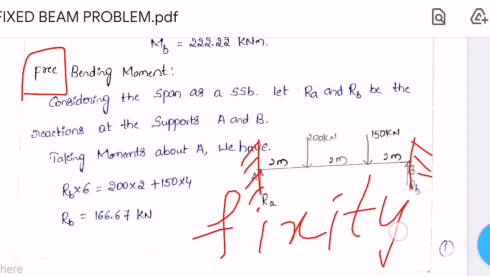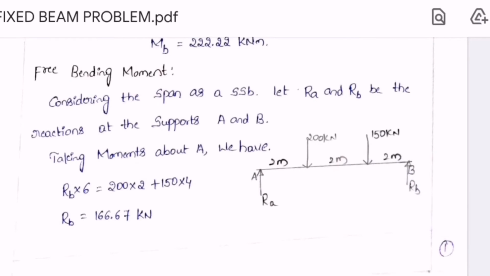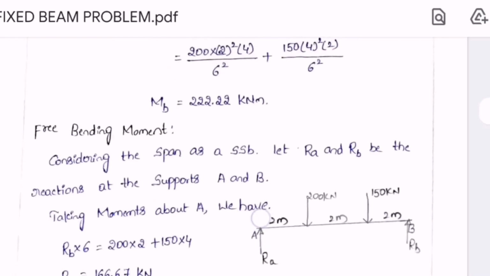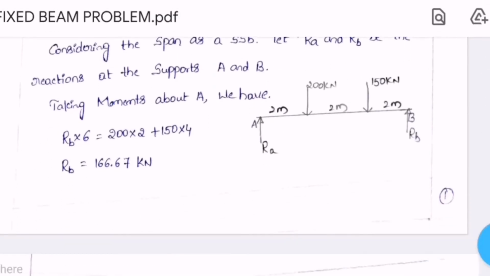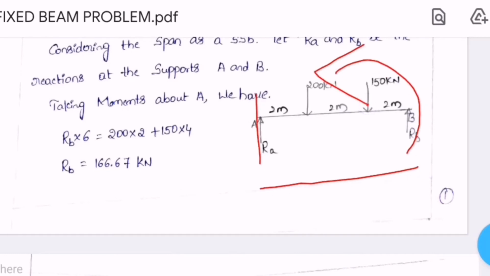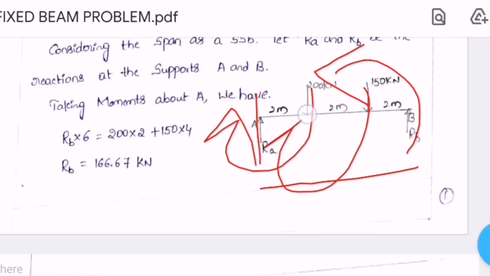We have to remove this fixity at the free ends. Then we will be getting a simply supported beam like this. In general, taking moments about A, we have RB into 6. RB is anti-clockwise, so we are writing it on the left side. RB into 6 is equal to 200 into 2 plus 150 into 4.